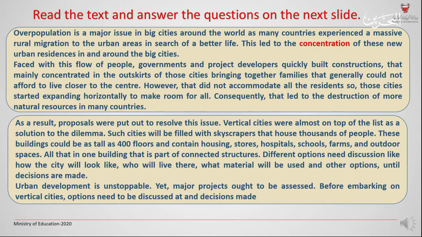Vertical cities were almost on top of the list as a solution to their dilemma. Such cities will be filled with skyscrapers that house thousands of people. These buildings could be as tall as 400 floors and contain housing, stores, hospitals, schools, farms, and outdoor spaces. All that in one building that is part of connected structures.